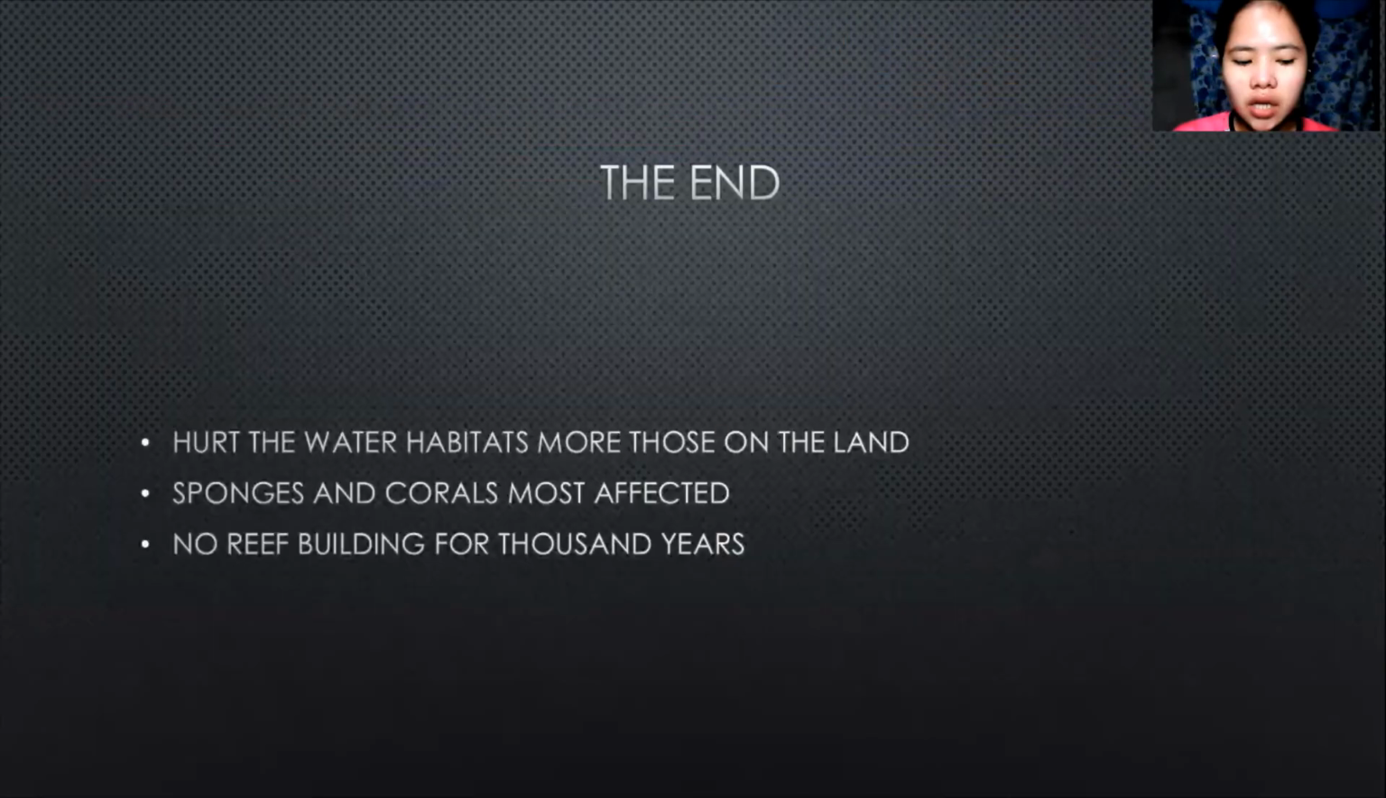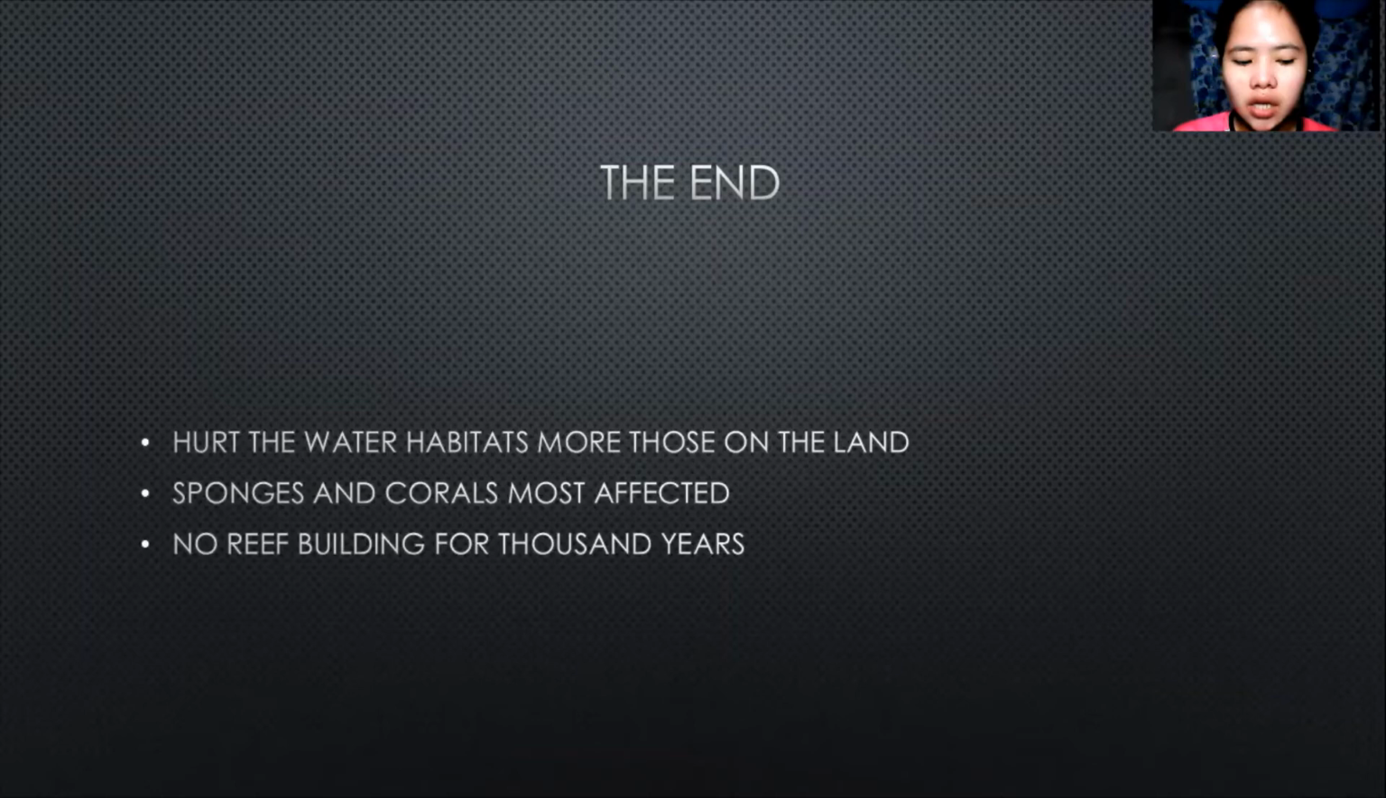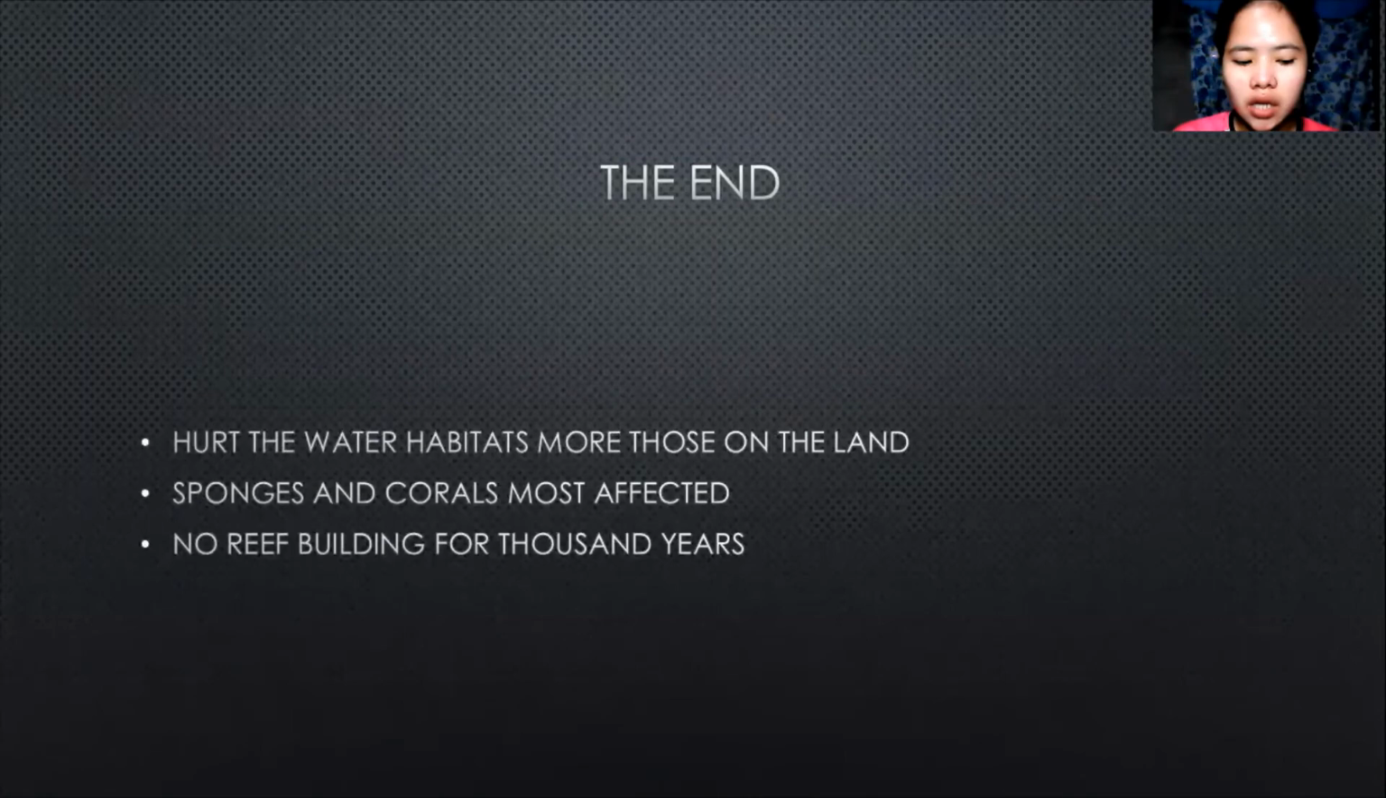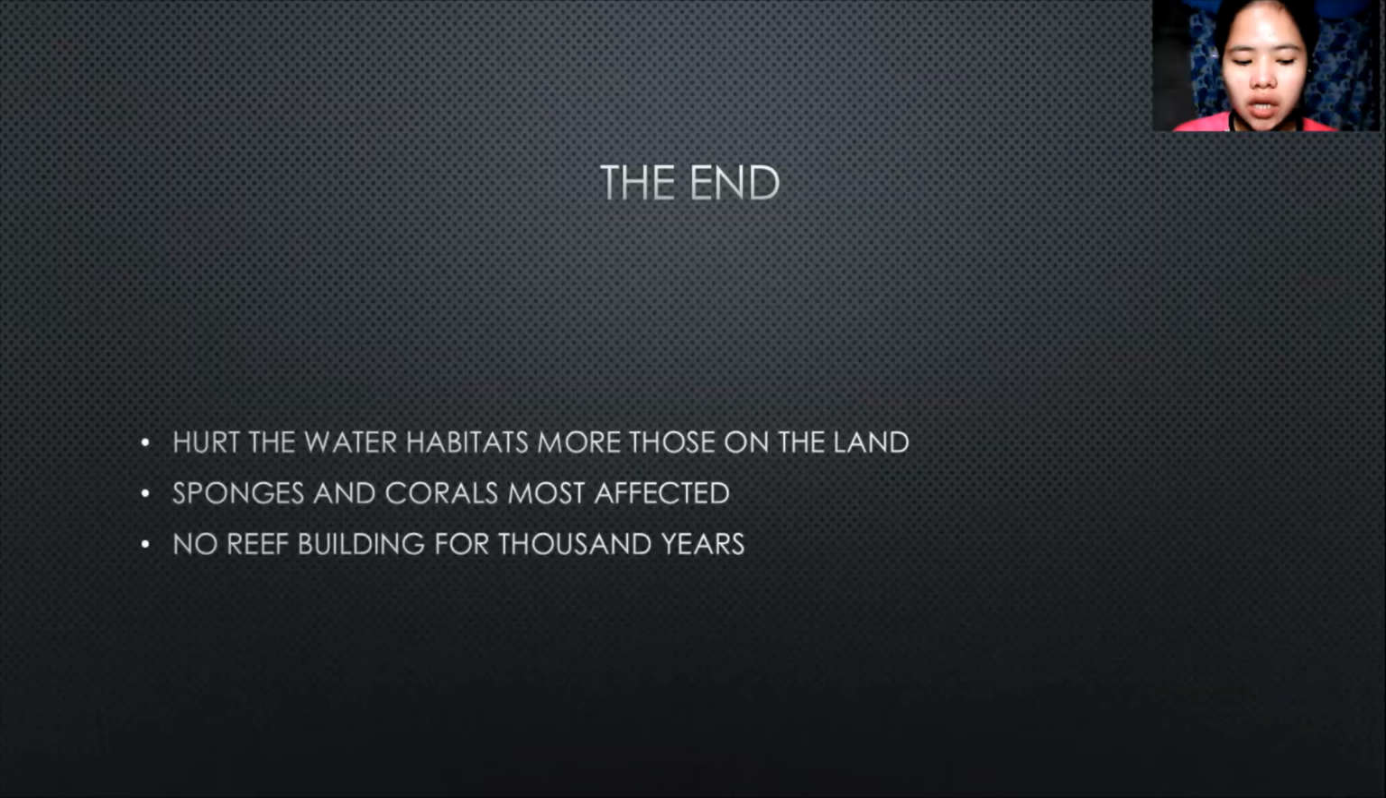So the end of the Devonian hurt water habitats more than those on the land. So mas naapektuhan yung mga animals or yung mga organism or mga species na nakatira sa tubig kaysa sa lupa. Sponges and corals were most affected. So sila talaga yung naapektuhan sa end ng Devonian period. And there was no reef building, wala nang nagkaroon pa ng building of coral reefs for 1,000 years. So parang huminto yung pag-occur ng coral reefs.